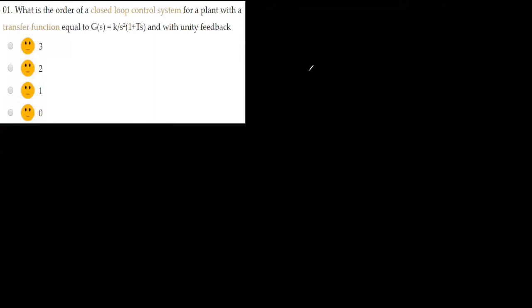So the first MCQ is, what is the order of a closed loop control system for a plant with a transfer function G(s) equal to K(s) divided by s square (1 plus Ts) and with unity feedback: 3, 2, 1 and 0. So the transfer function is given to me, that is equal to K divided by s square into (1 plus Ts).